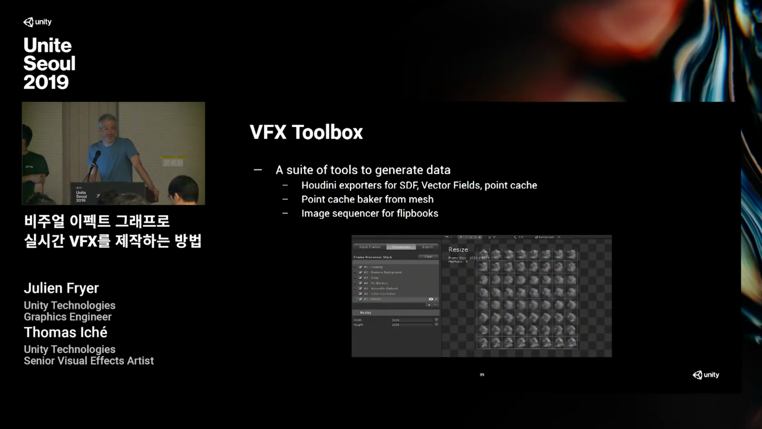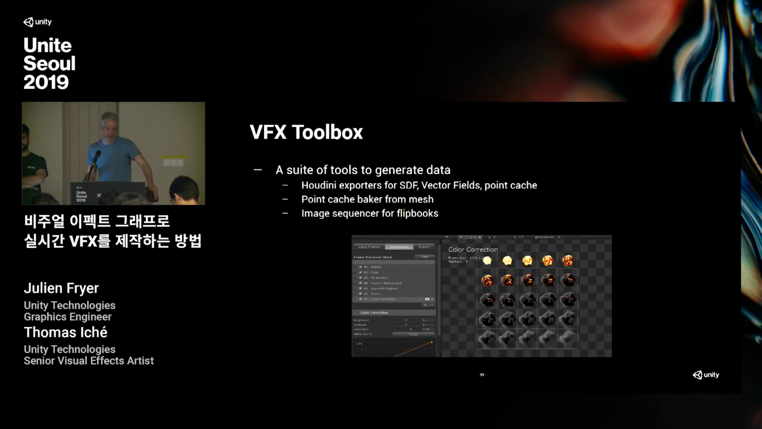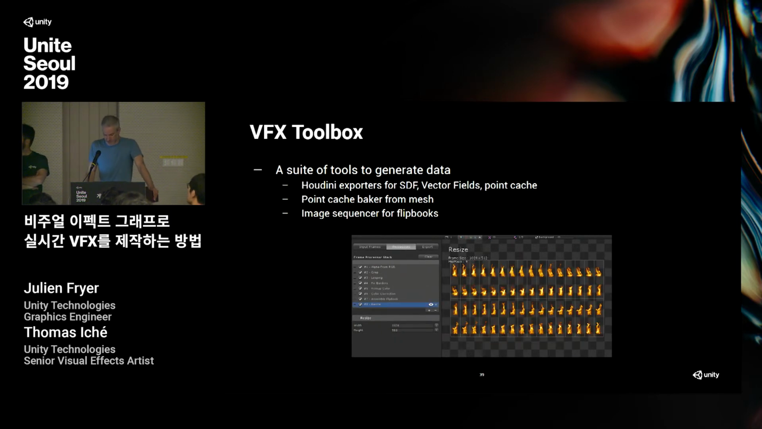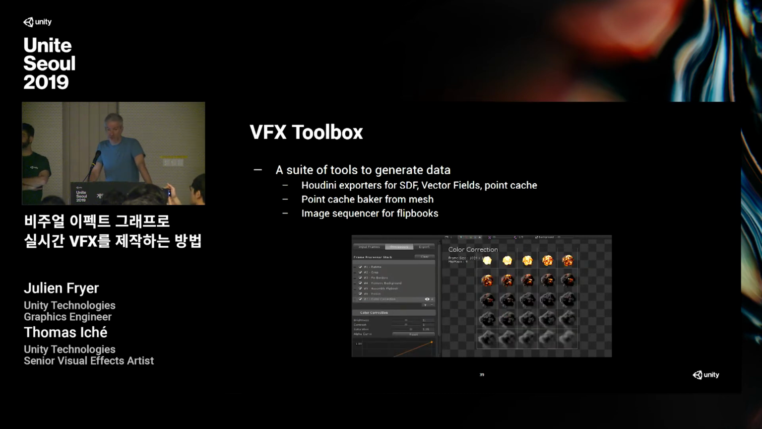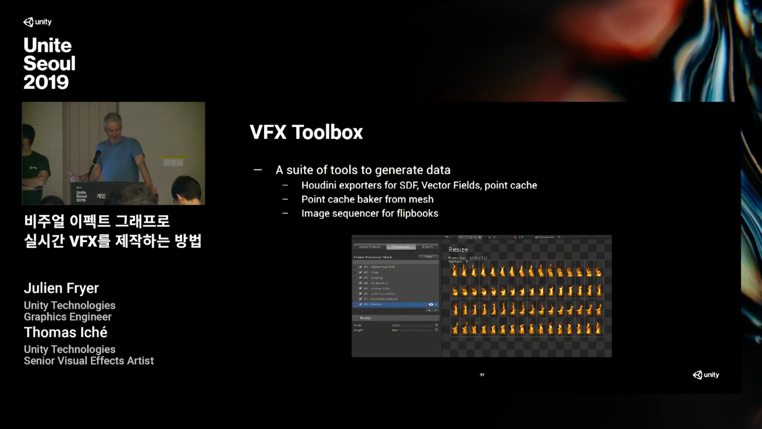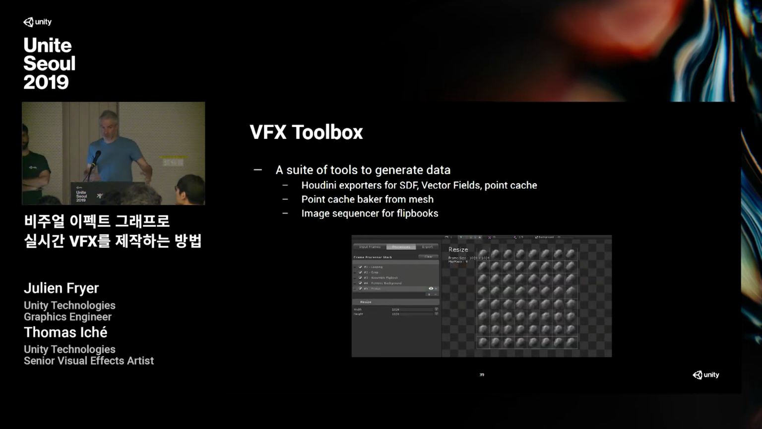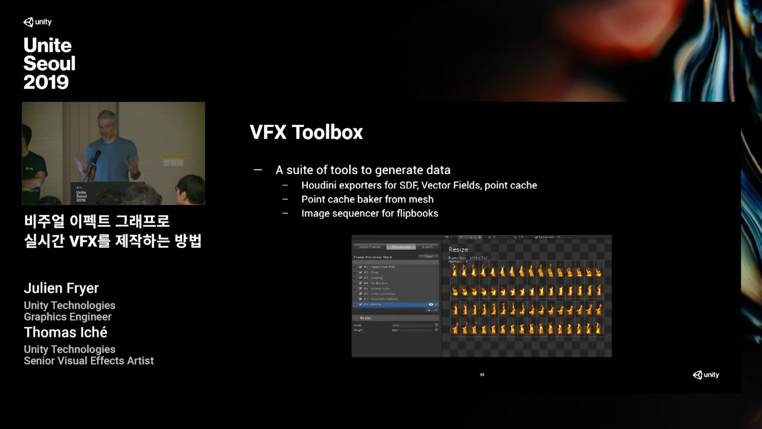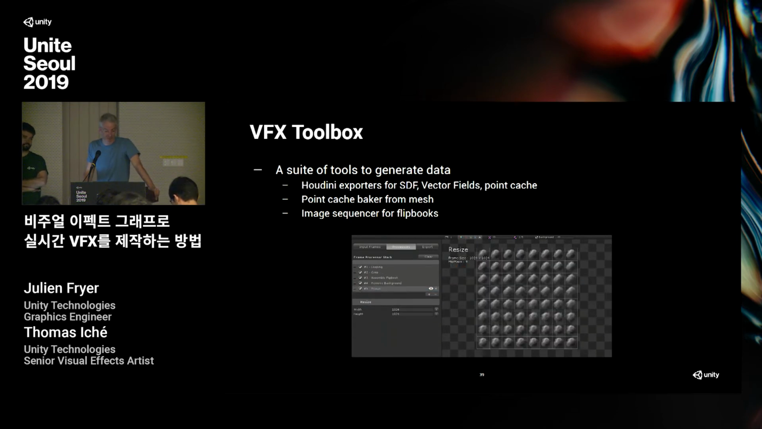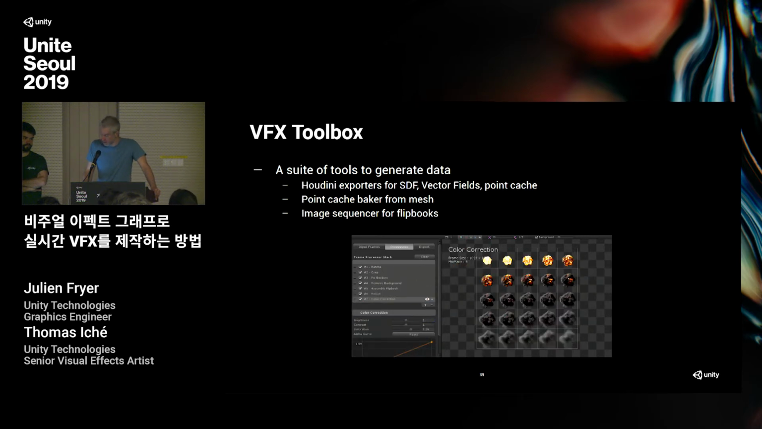Alongside the visual effect graph, we are developing what we call the VFX toolbox. It's a suite of tools that allows you to generate data that will then be fed to the visual effect graph. In that suite of tools, we have some Houdini exporters to generate signed distance fields, vector fields, and point caches from Houdini. We have a built-in point cache baker in Unity to create point caches from a mesh, so basically scatter some points on a static mesh. And we also have an image sequencer to assemble flipbooks from a set of images, as you see on this small GIF.